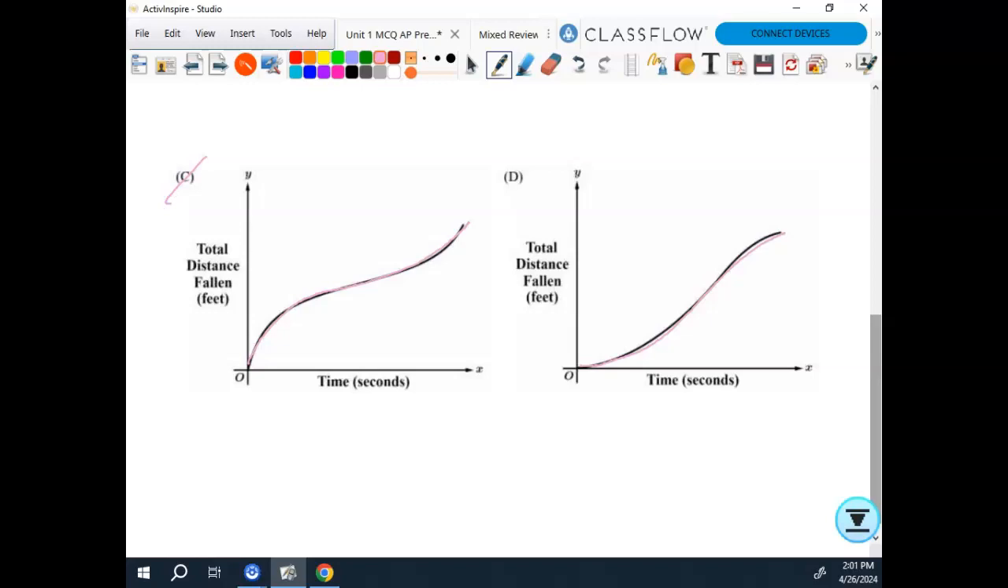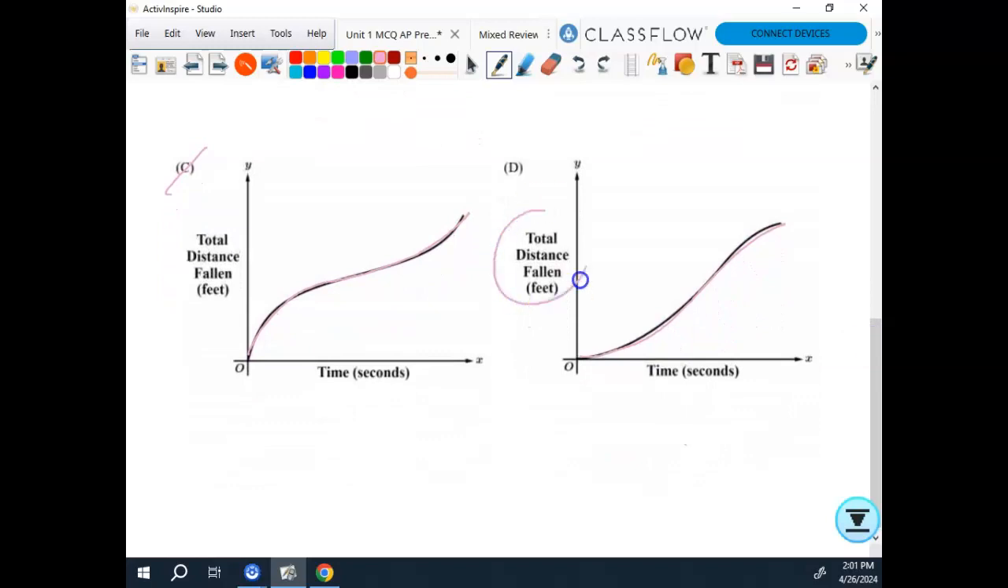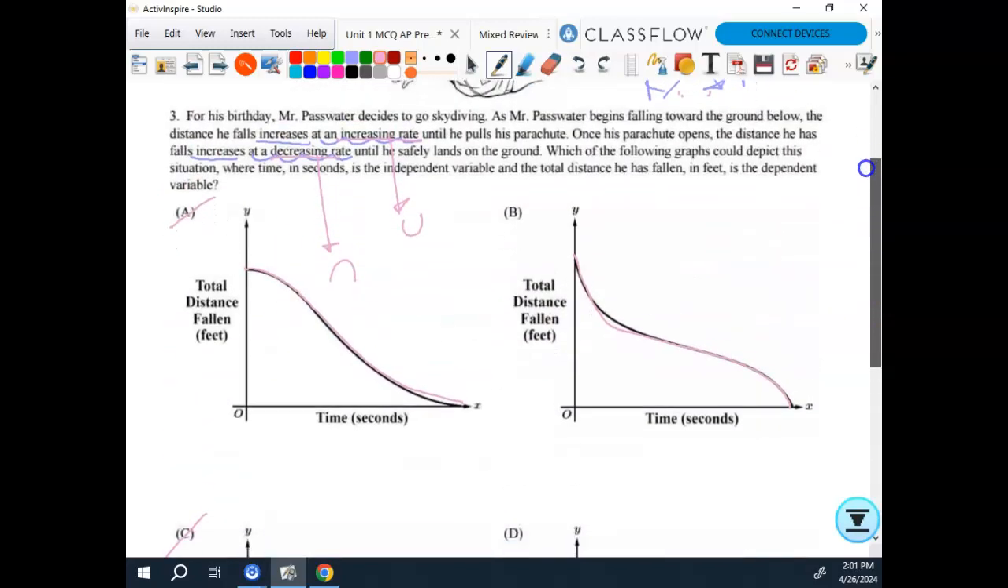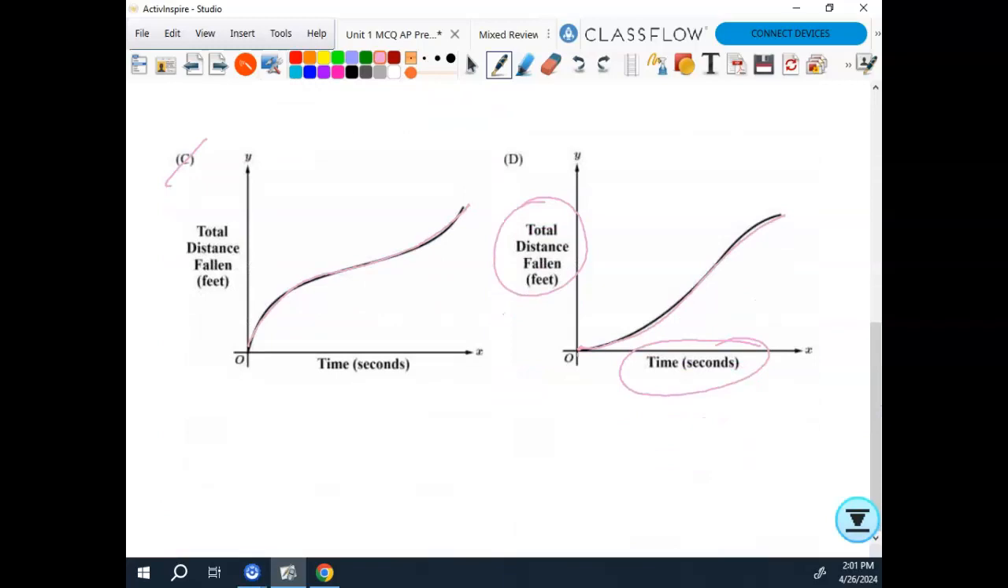You have to pay very close attention to the labels here. This is the distance fallen and time. When time is 0, can the distance fallen be 0, or should my distance fallen be something up here? Okay, he's skydiving. But it's the distance fallen, not from the ground. I haven't fallen anything when it starts, so it can't be B. It's got to be D. Okay? Pay attention to the labels on the graph.